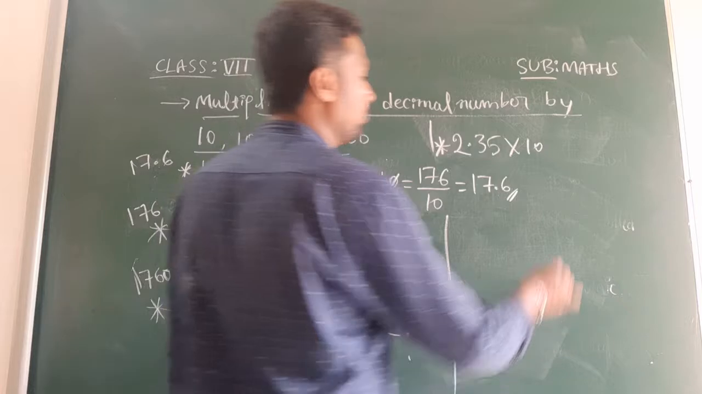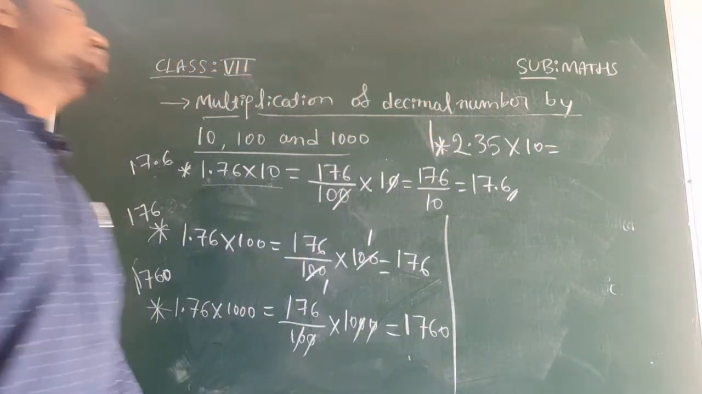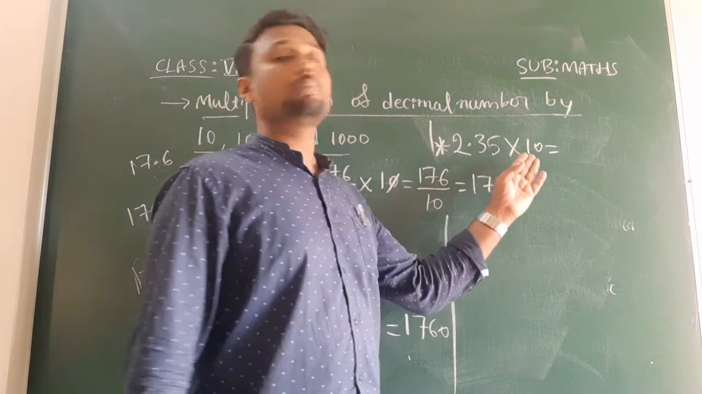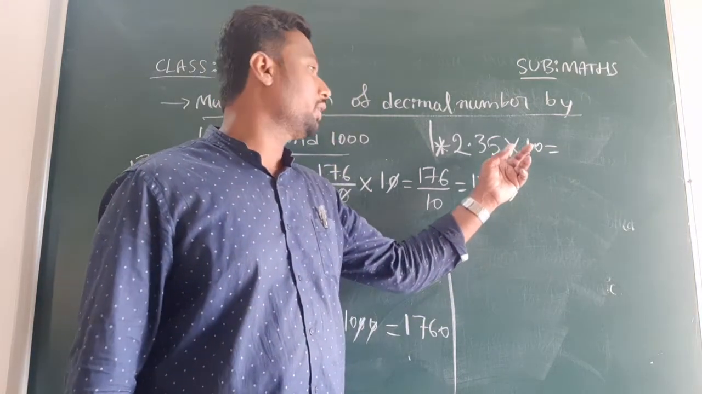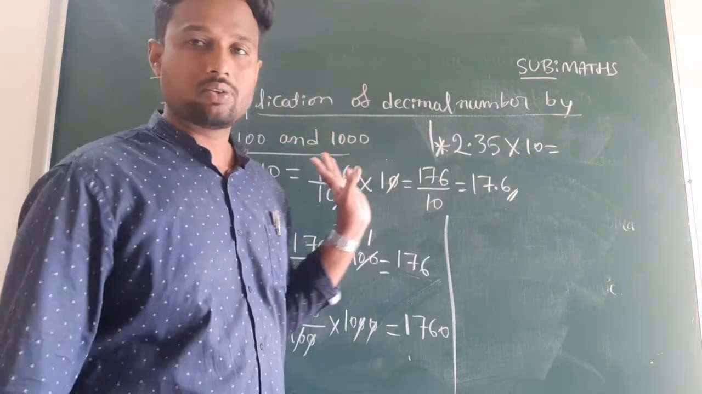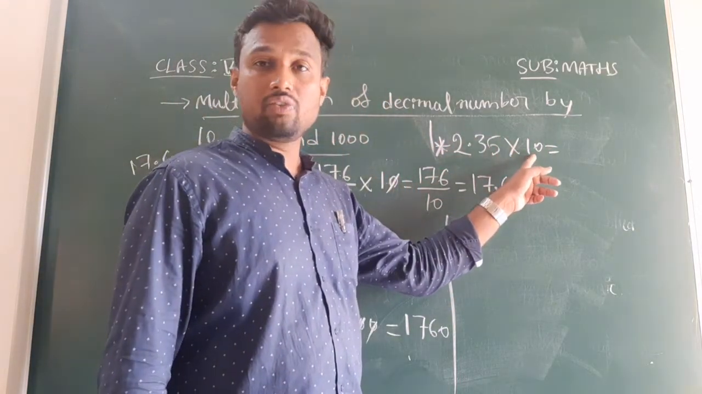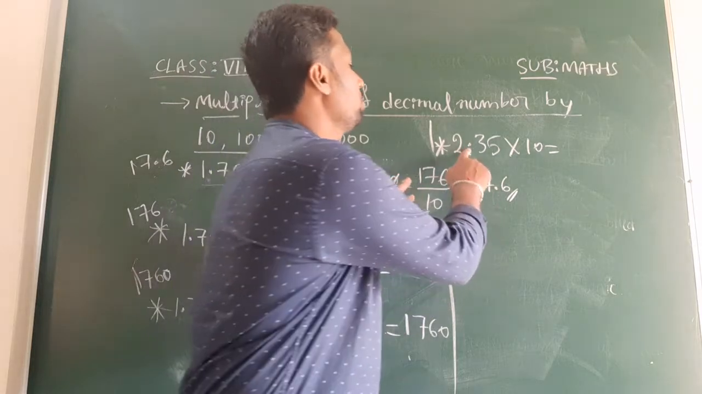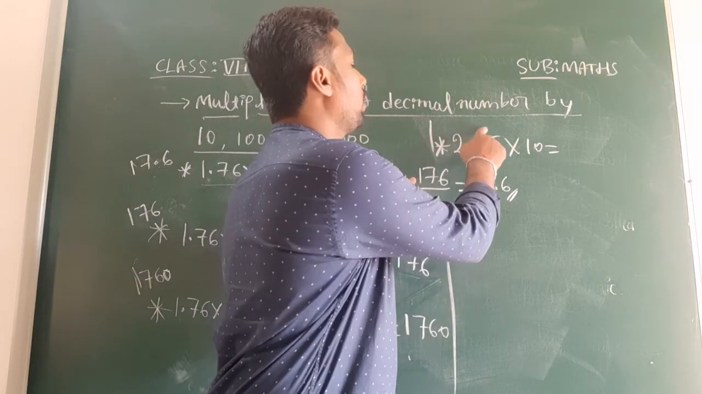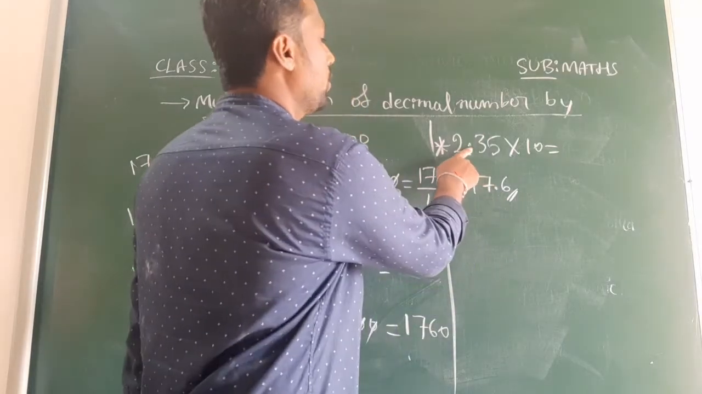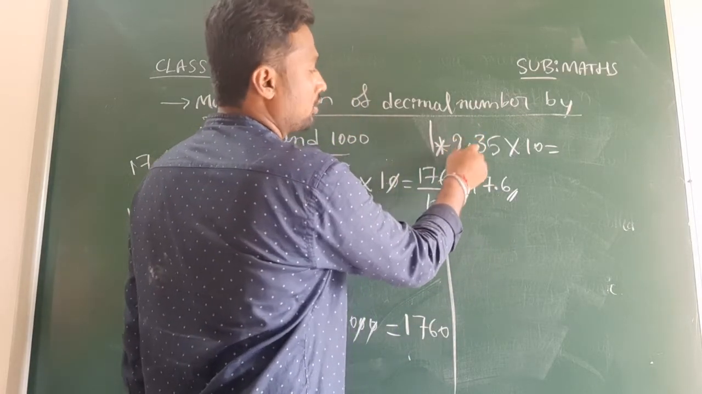Now we will start multiplying directly. So 2.35 into 10, how do we multiply? We are multiplying with 10, so how many zeros do we have in 10? Only one zero. So if you multiply with this 10, where we have only one zero, then you have to move this decimal point only one step towards the right side.